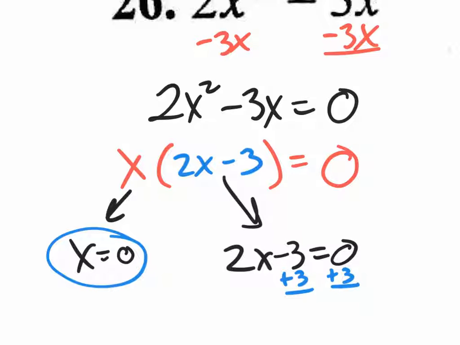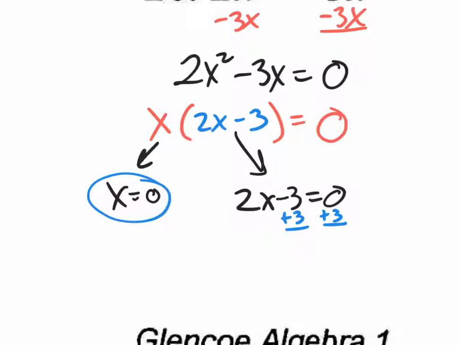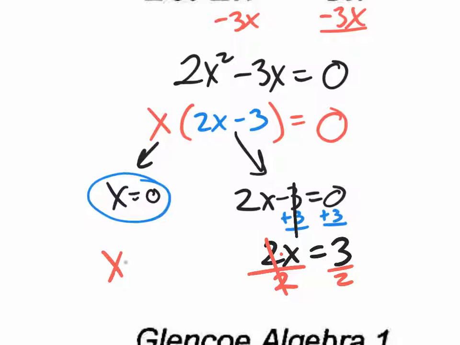We're going to rewrite our equation. It's going to say 2x equals 3. Final step, to get rid of that 2 times in front of the x, you're going to have to do the opposite of multiplying, which is dividing. What you do to one side, you do to the other side. And that's your answer. X equals 3 divided by 2. So those are your two answers for that one.